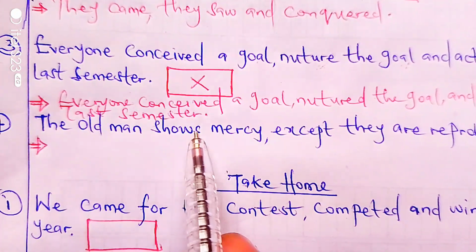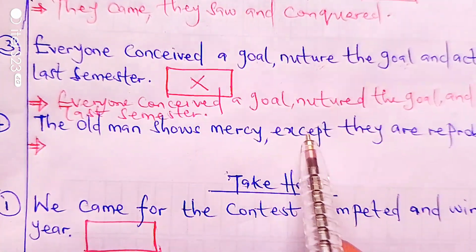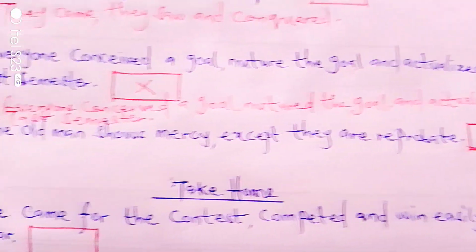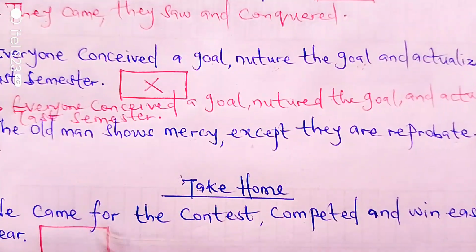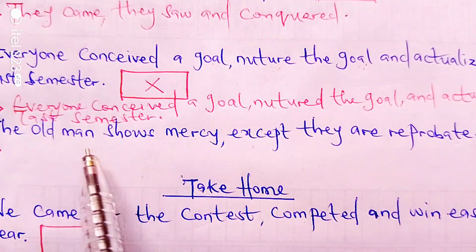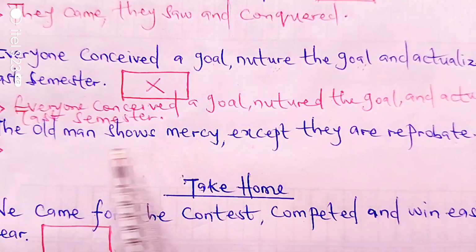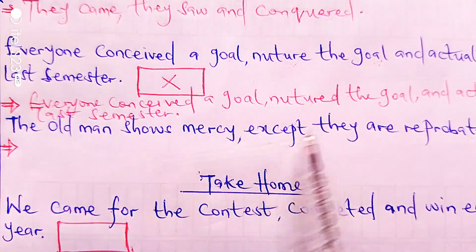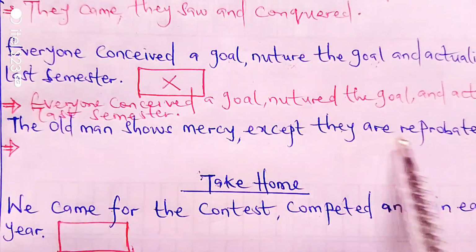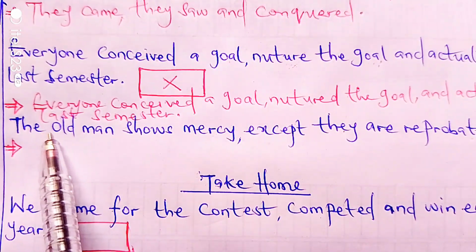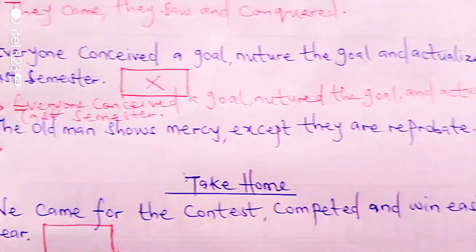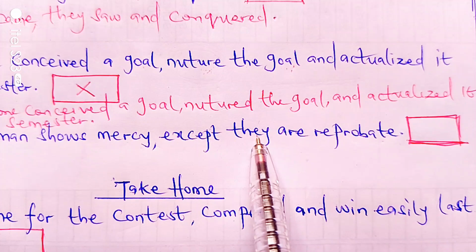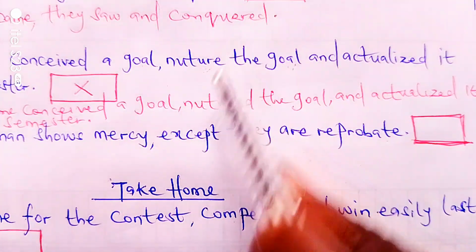The old man shows mercy, except they are reprobate. Now, if you look at this sentence, here we have more or less what you can call a complex sentence. The old man shows mercy. This is a sentence. Except is a conjunction. They are reprobate. Now, the subject here is the old man. The subject here is different from the subject we have here. This is they. This is completely different, unlike the other sentences we've worked on.